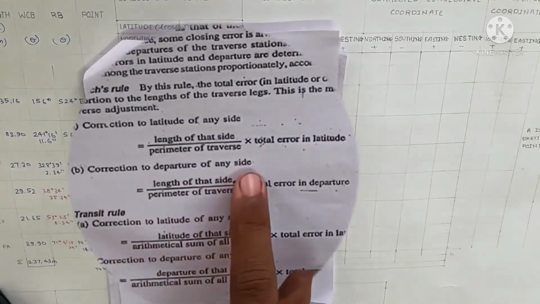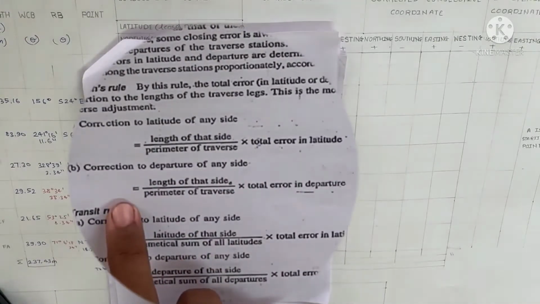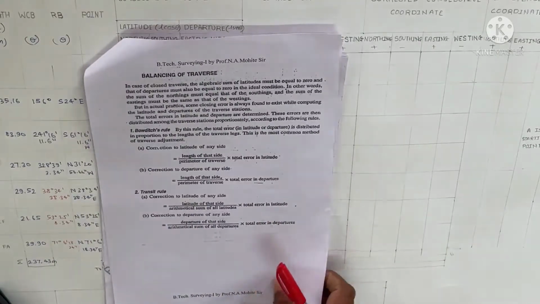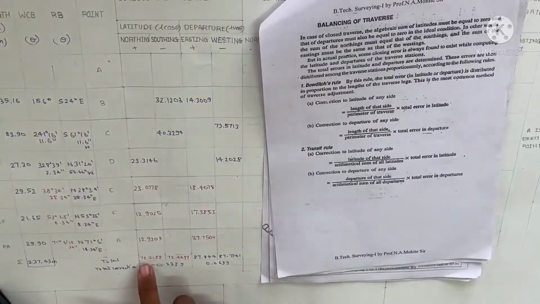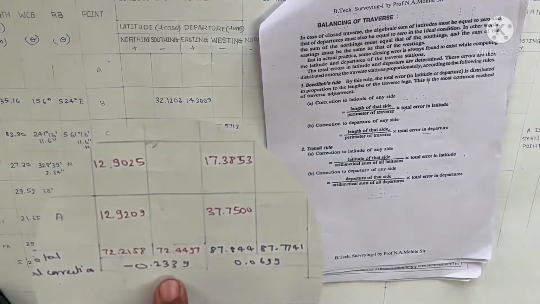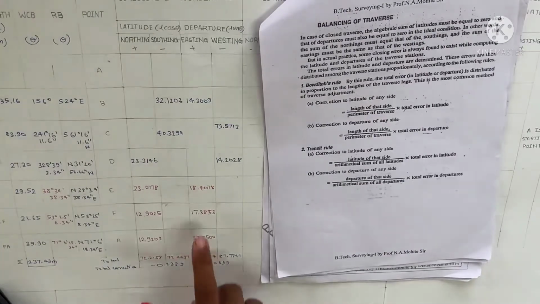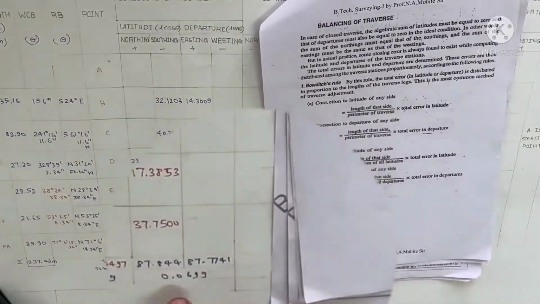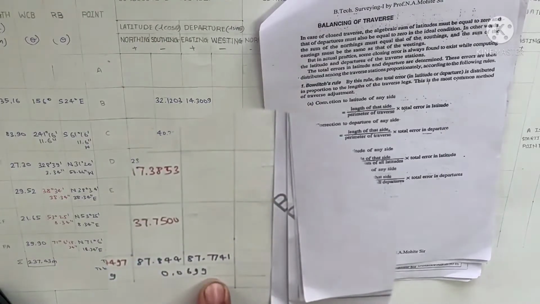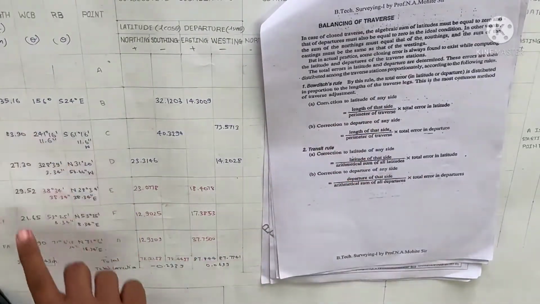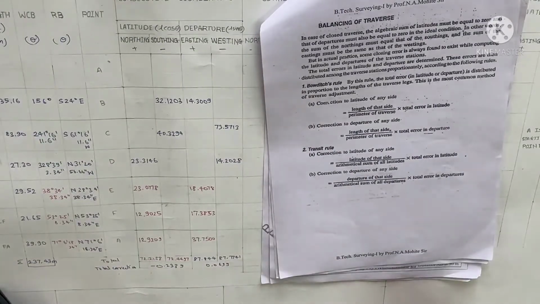And if you want to do the correction to the departure of any side, we use the formula: length of that side divided by perimeter of traverse into total error in departure. Total error in latitude means the summation of northing minus summation of southing, that we have calculated here. The total error in latitude is 0.2339, and the total error in departure, the summation of easting minus summation of westing, comes out to be 0.0699. The length of that side we take from the corresponding traverse leg, and the perimeter of the traverse is what we added in the length column.